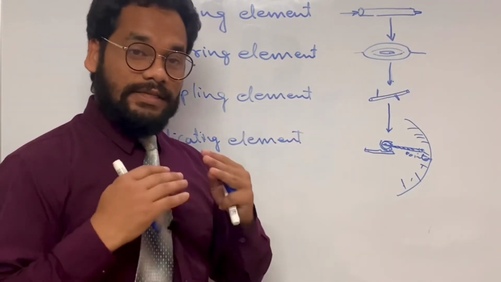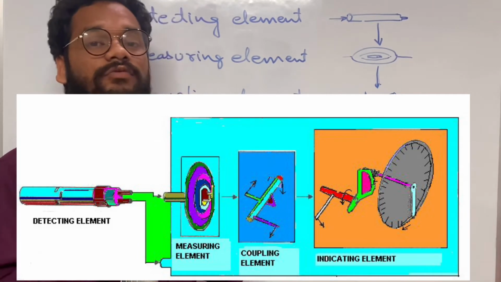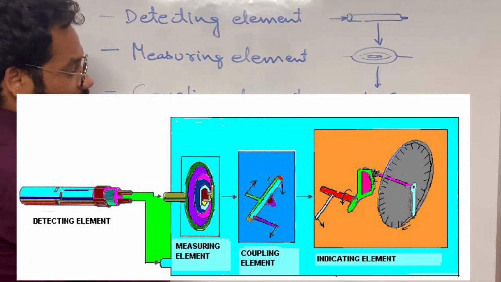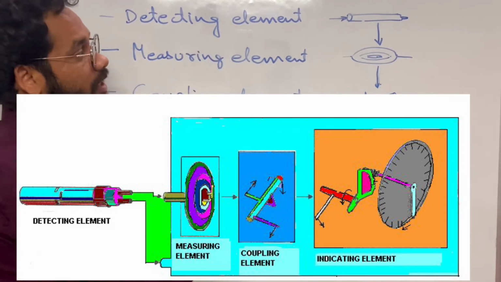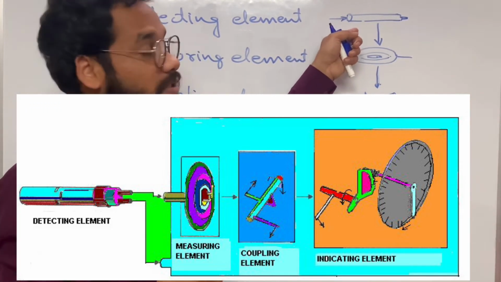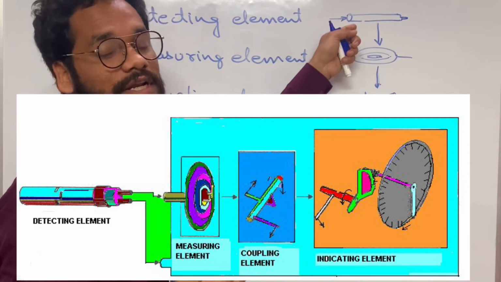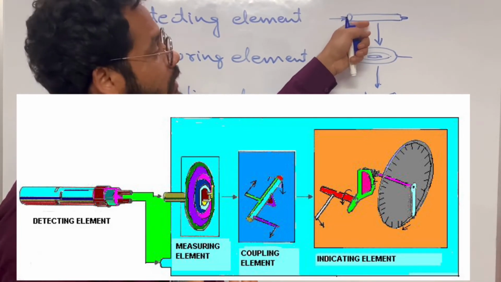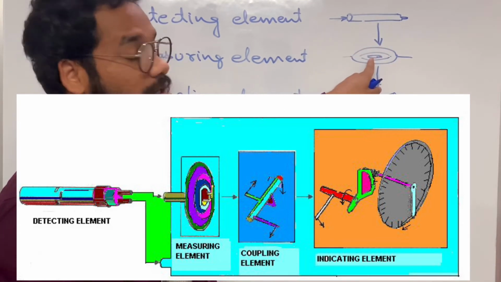So let us summarize. First, we should know that there are four basic elements: detecting element, measuring element, coupling element, and indicating element. What does the detecting element do? It is used to detect any change in the physical quantity like pressure, temperature, or any other parameter. On detecting that, it sends a signal to the measuring element.